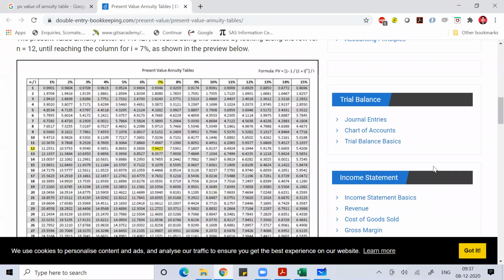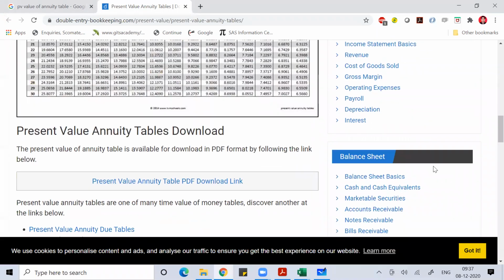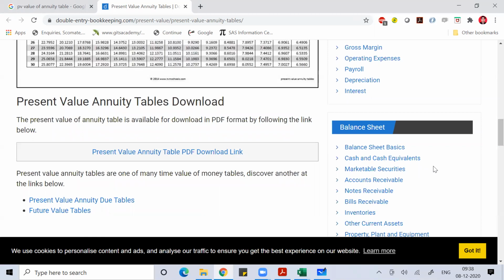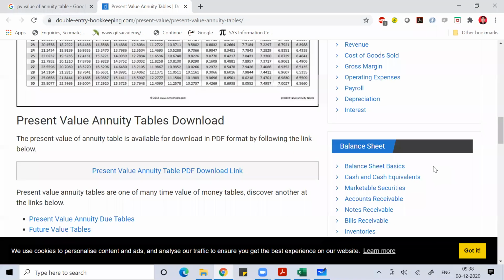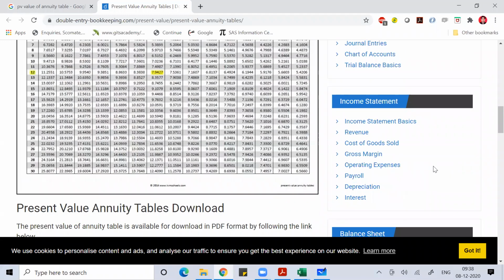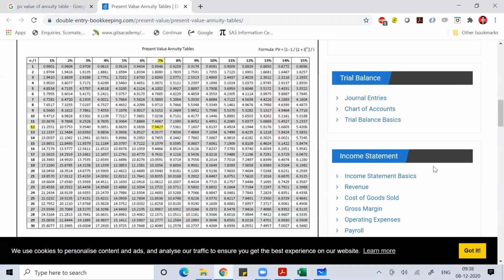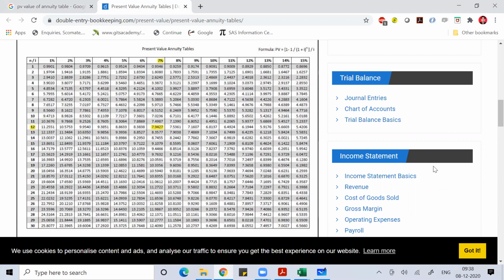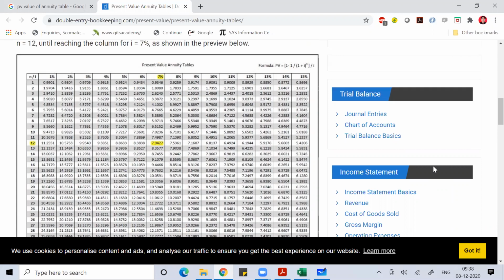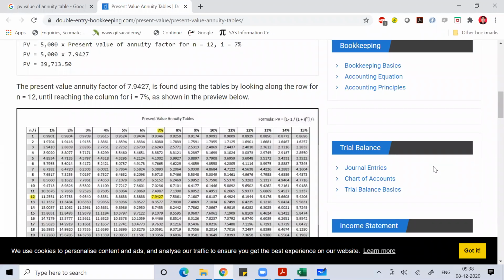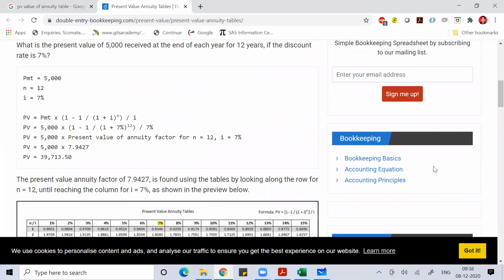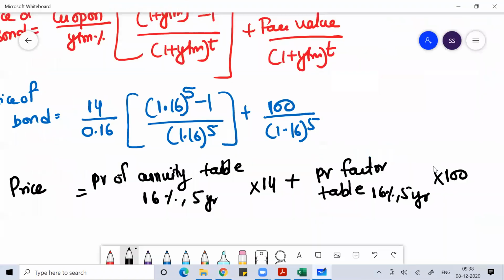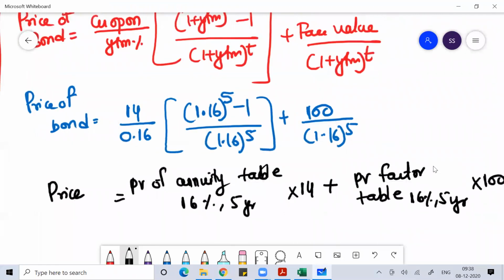So this is your table. What I want is 16%. Here the table is given till 15%, but my rate of interest is 16%. So you can check the table where 16% is given, or you can solve this directly and you will get the answer. Getting the answer is not a big thing.